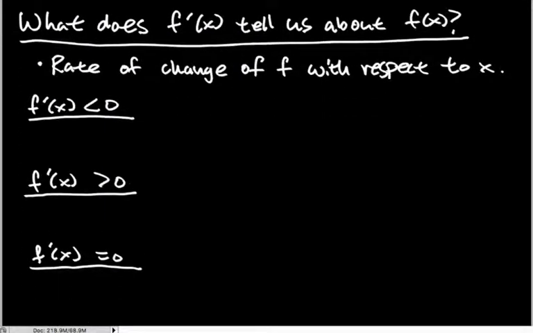Okay, so instead of just going over here's the first derivative test, here's the second derivative test, and stuff like that, what I like to do is think about what these things even mean in the first place, and then from there, derive the derivative tests. So, f prime, what does it tell us about f? It tells us the rate of change of f with respect to x. So what happens if f prime is negative then?